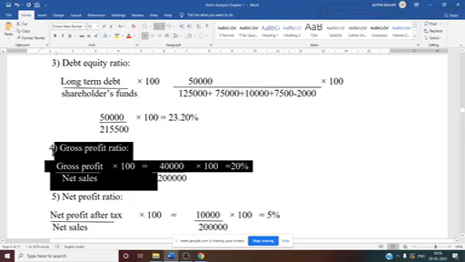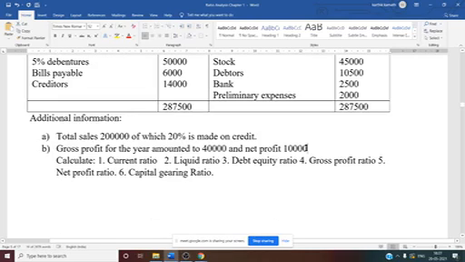Now the fifth one, they have asked you to calculate net profit ratio. What is the formula? Net profit after tax divided by net sales into 100. Where is net profit after tax given? It is given in the adjustment. If you see the adjustment, net profit after tax is 10,000. Directly substitute that amount in the numerator.